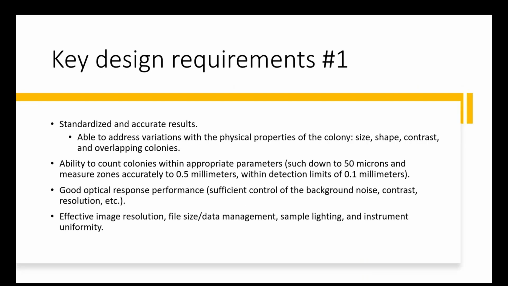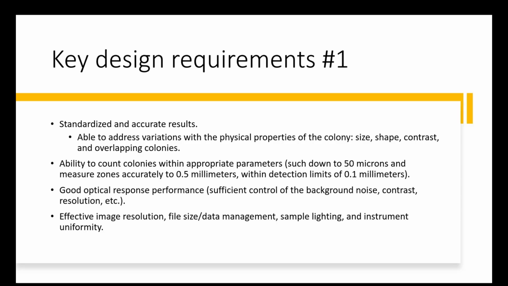So the key features, if we're beginning to draw up our imaginary user requirement specification for an automated system, is that we want standardized and accurate results. And accuracy is important because of the various things that can affect that, the various things that we've mentioned. We also want an ability to count colonies within appropriate parameters down to a certain level, say 50 microns, and to measure zones accurately as well in terms of the differential space between colonies.